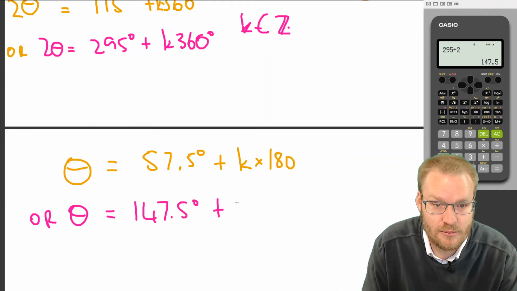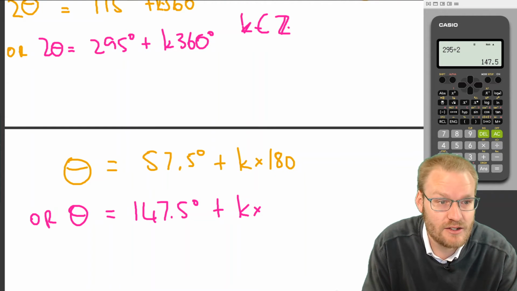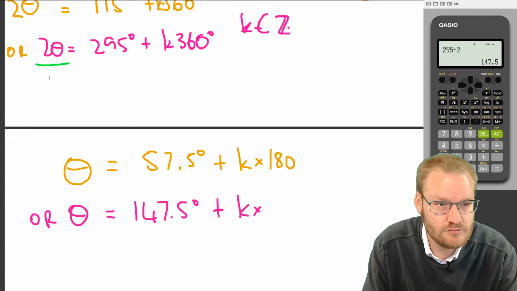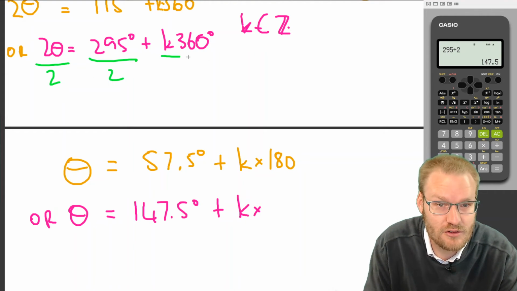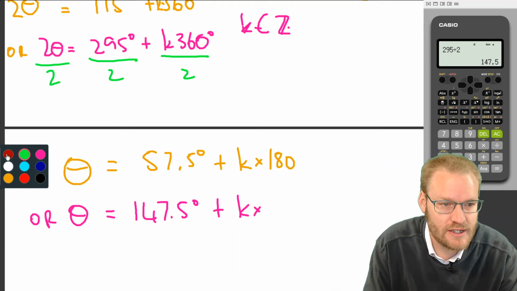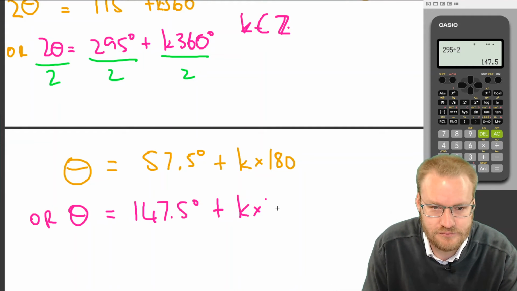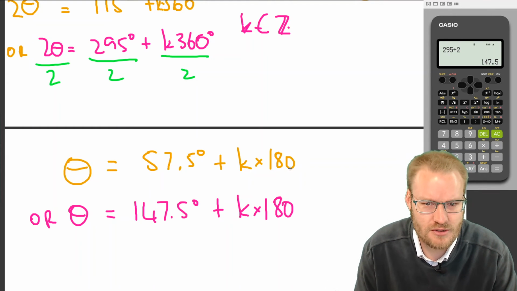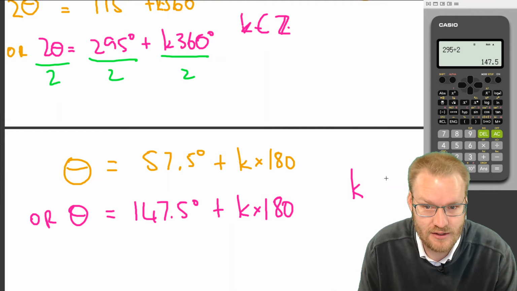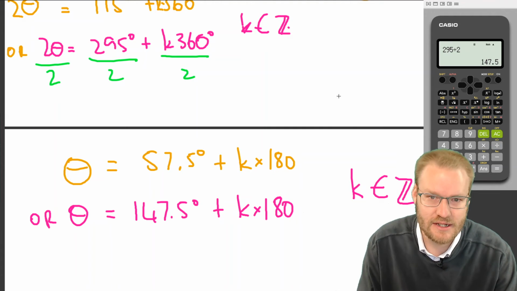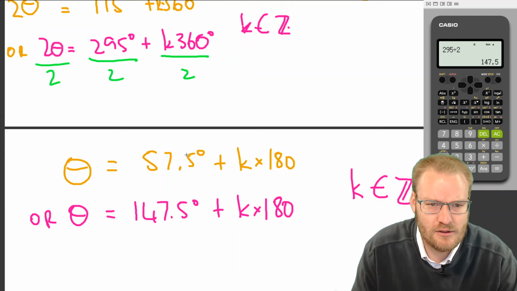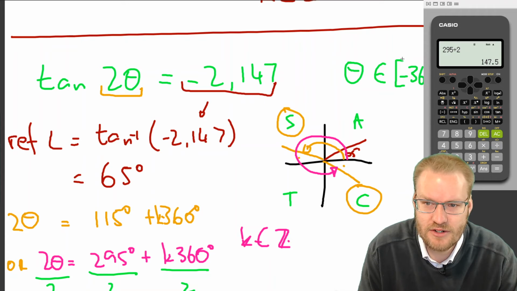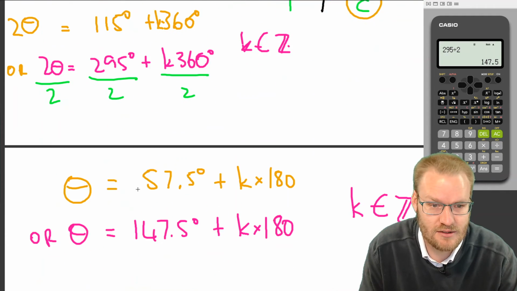147,5 degrees, plus K times... again, we needed to divide, for this we divided that by 2, so we divided this whole side by 2. So we've got K times 180. So we've got our two general solutions. K is still an integer, but we set it up there, so that's fine. We've got our two solutions, but it's asking us theta is between minus 360 and 720.